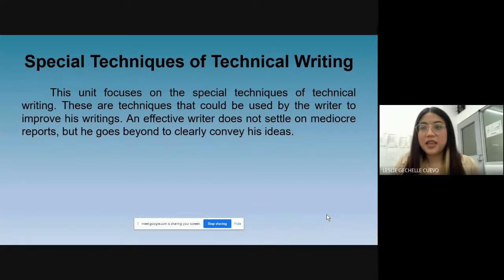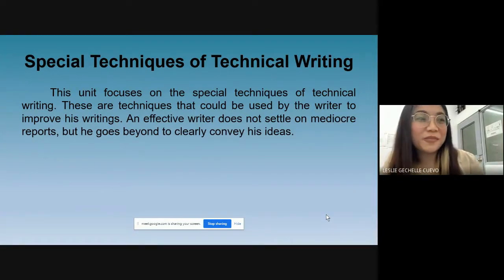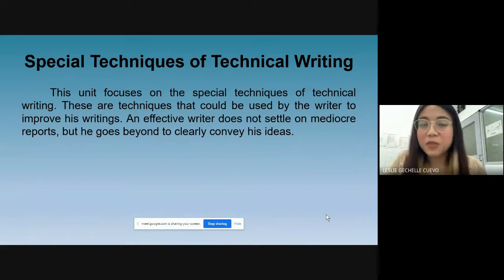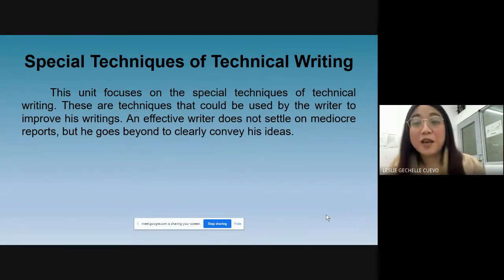Hindi pwede ang pwede na. Isa yan sa mga motto ko sa buhay. Hindi pwede ang pwede na. Dahil kung kaya mo pa namang higitan yung pwede na, mas maganda para mas nag-excel ka.